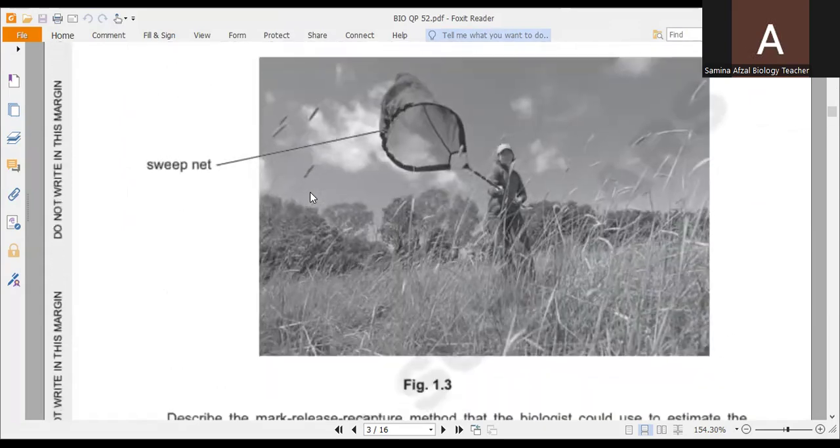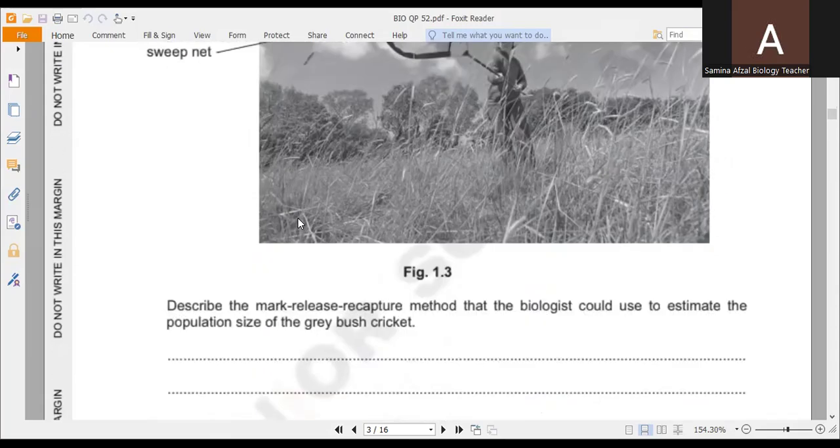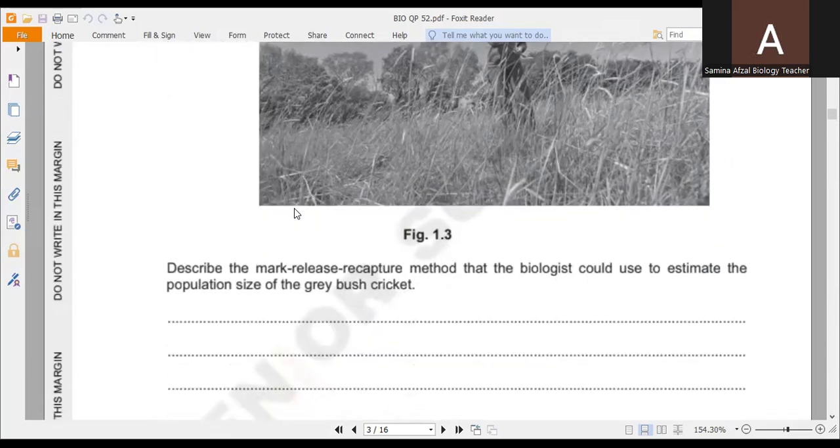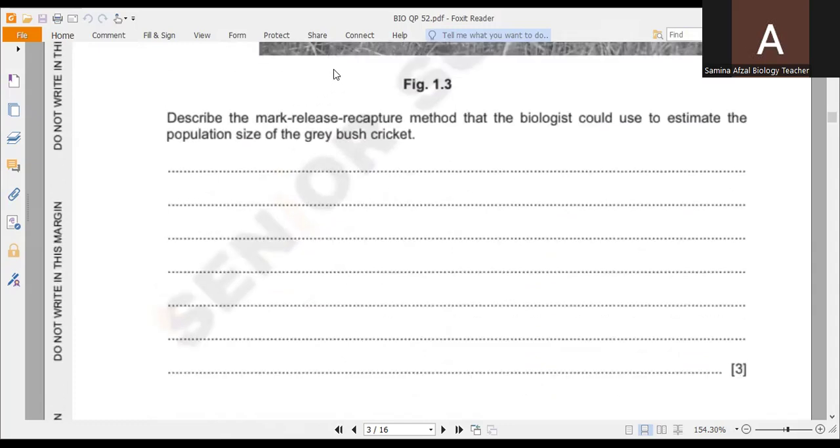First question, you can see figure 1.3 shows a biologist using a sweep net. So you can see the sweep net, how the biologist is using it. Now we reach figure 1.3, and 1.3 is a very simple question.